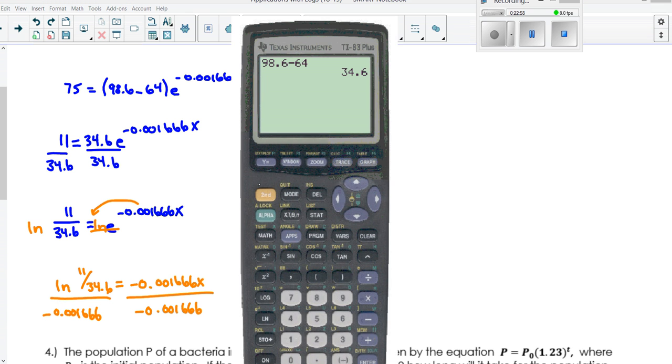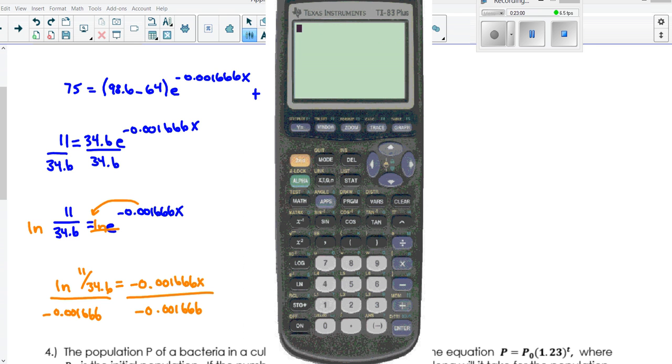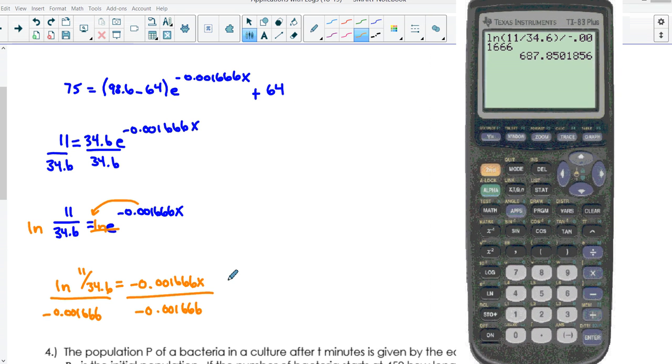Alright, so let's put this into our calculator. Alright, be careful of the decimals. Negative 0.001666. Just double check your numbers. You'd hate to do everything right and then lose a number in your calculator. Okay, and we get that. I'm just going to pull this up over here.